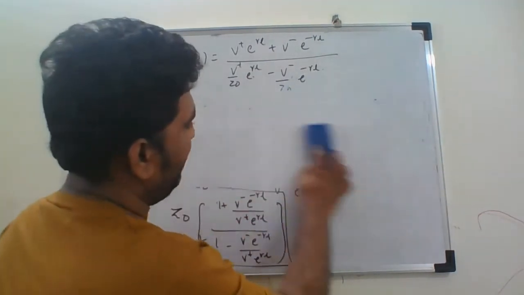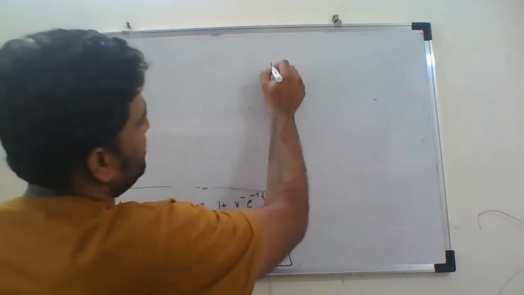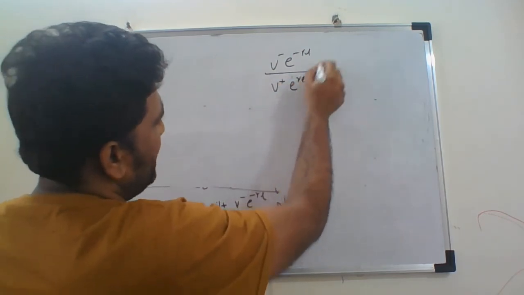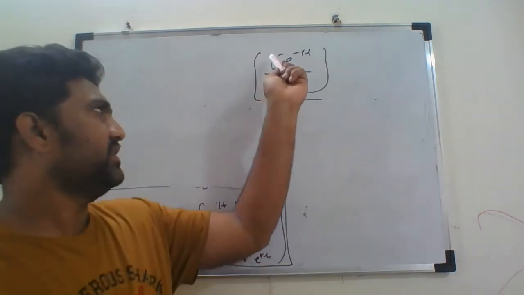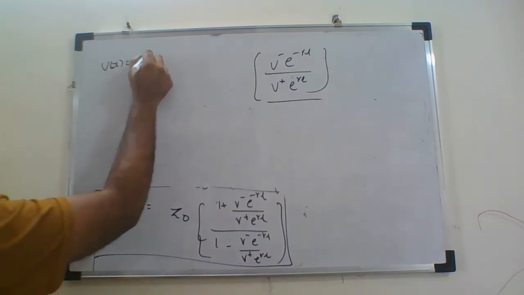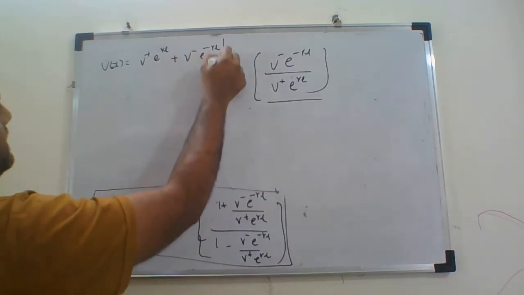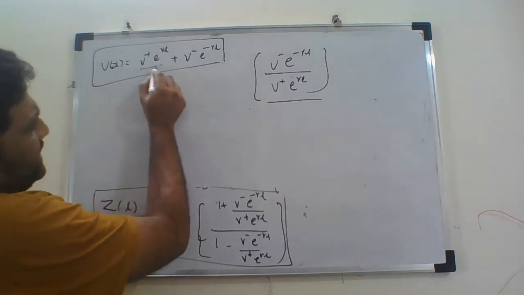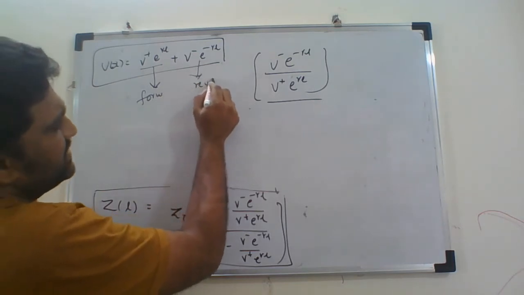But here, if you observe the ratio that we got, V minus into e power minus gamma L by V plus into e power gamma L, what is this ratio? If I write V of X is equal to V plus into e power gamma L plus V minus into e power minus gamma L, this is the general expression for voltage, right? From this, we can observe clearly that this is nothing but the forward component and this is the reverse component. We discussed this, right?